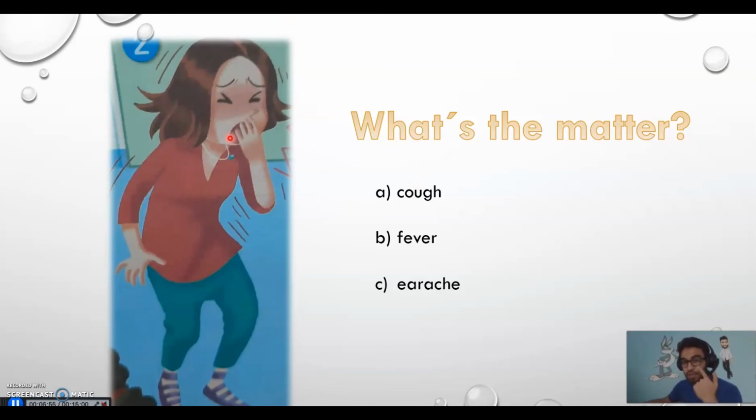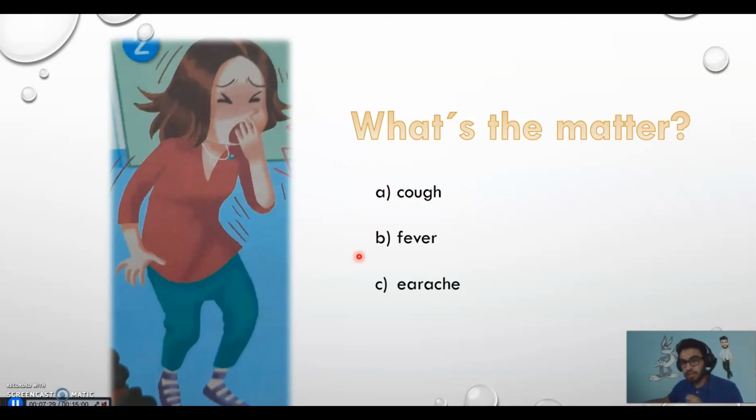Look at the picture. And what's the matter? Do you remember the dialogue? The kid had a cold. I have a cold. What's the matter? Are you sick? Does she have a cough? Does she have fever? Does she have earache? What do you think? Look at the picture and think about it.